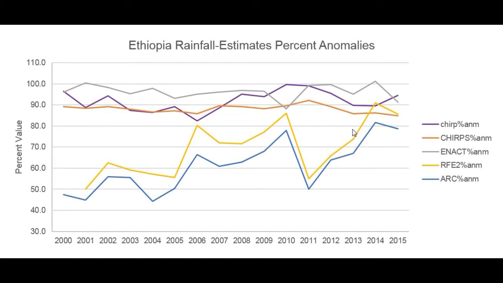So this is the conclusion of the analysis of the 2014 enigma of why the anomaly for CHIRPS was so different, or opposite, to that of the RFE.